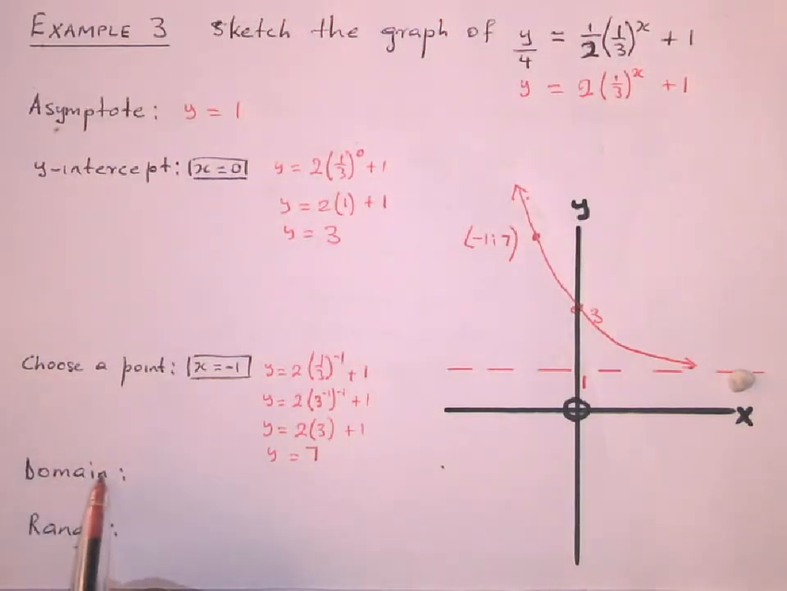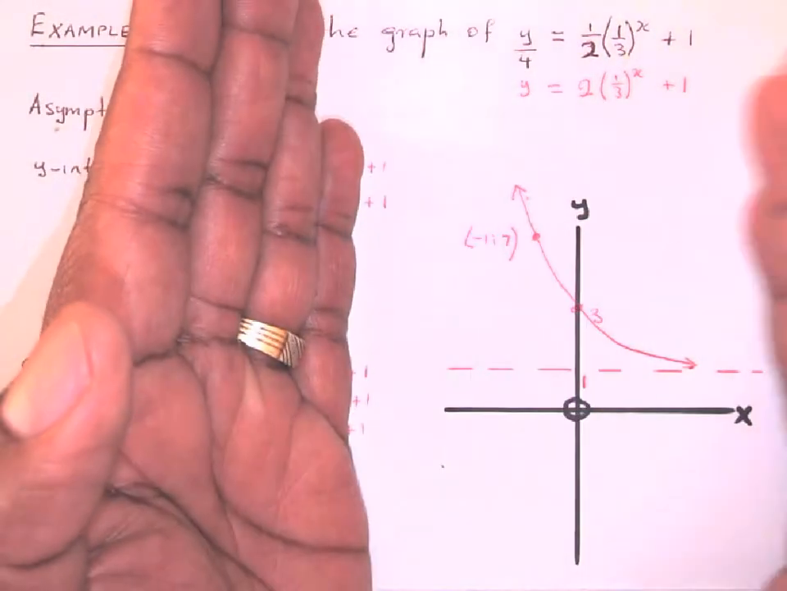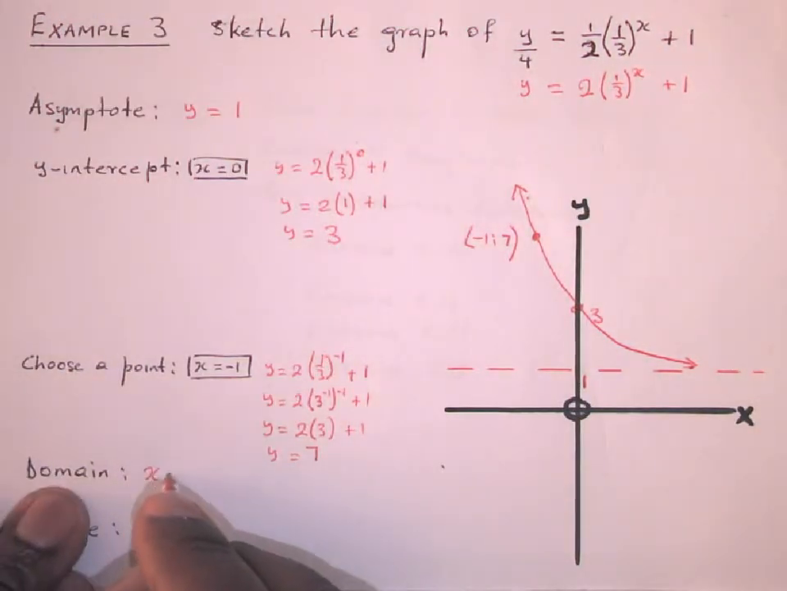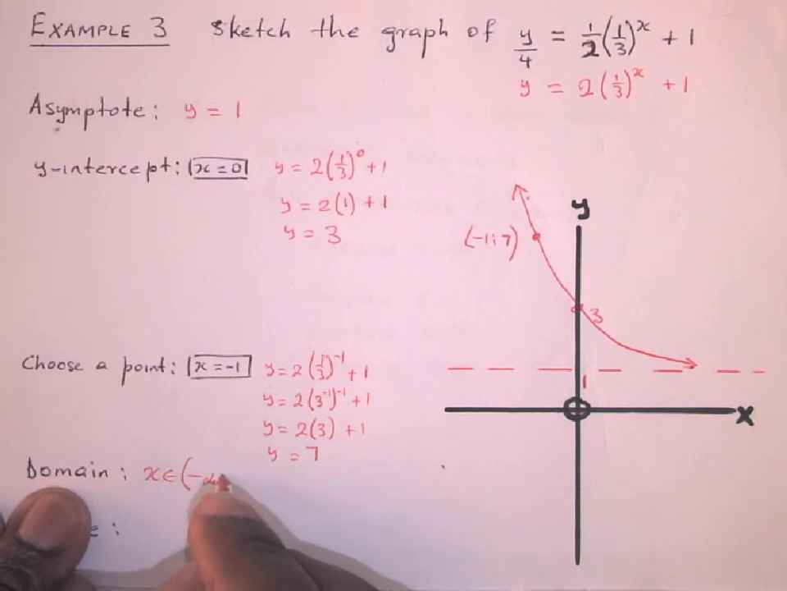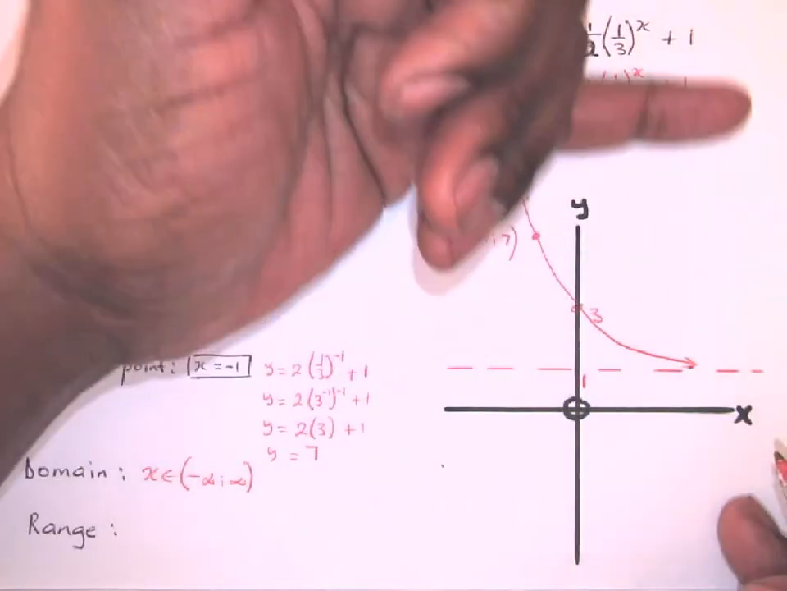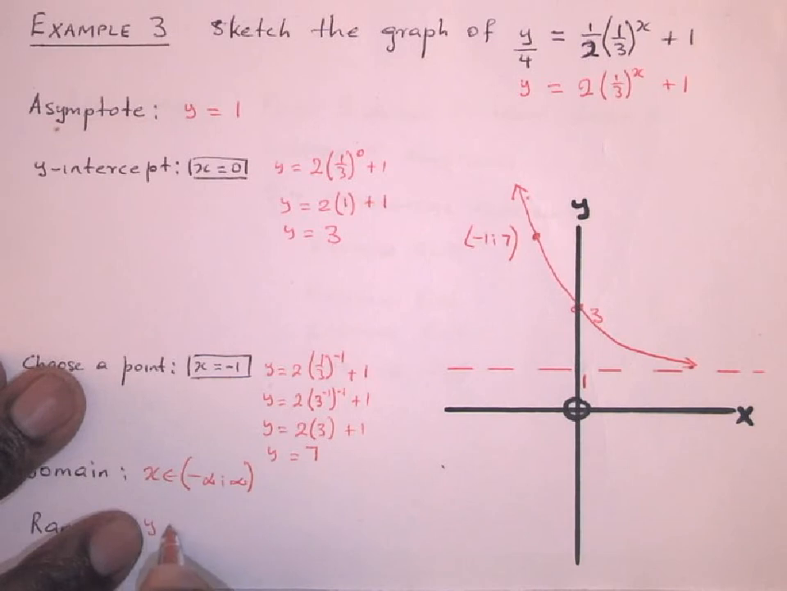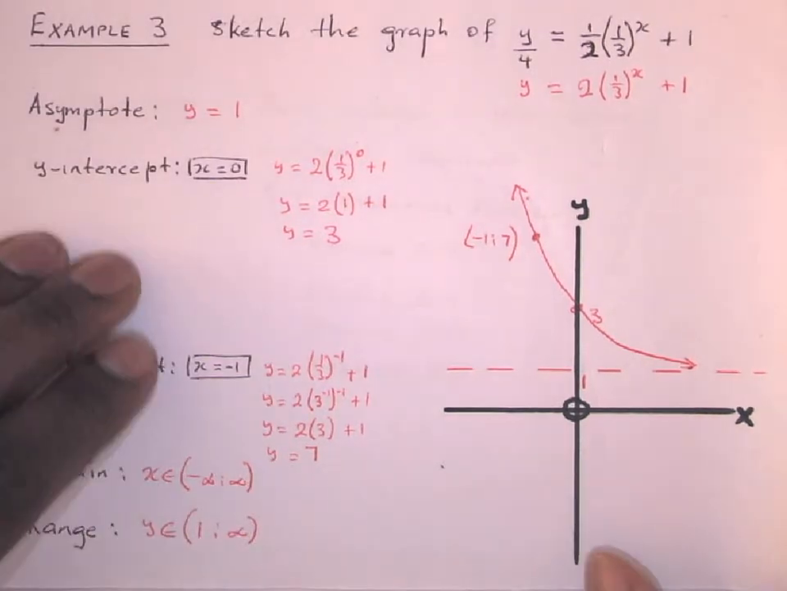Next one now is the domain. How to find the domain? To check the x values. You can see that the graph goes to the left and towards the right. So the domain is x is an element of negative infinity to positive infinity. What about the range? You can see that the graph is always above y equals 1. So therefore, y is an element of 1 to positive infinity.